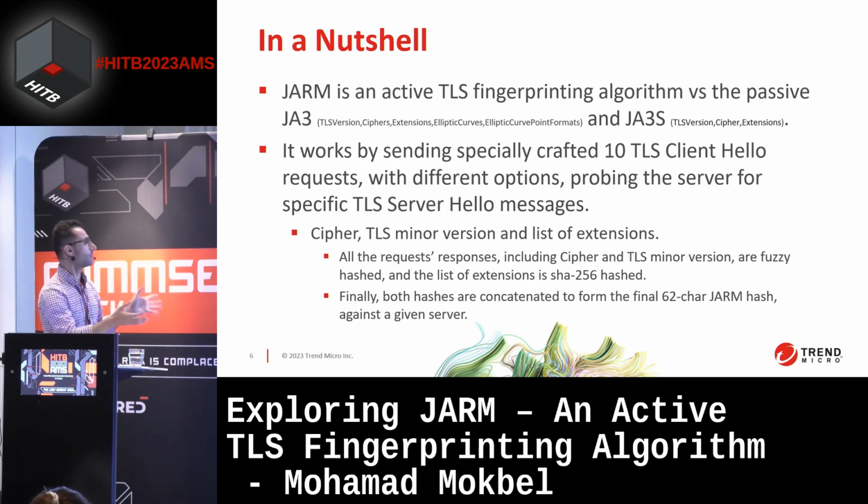And finally, you concatenate both the fuzzy hash for the cipher and TLS minor version and then the SHA-256 for the list of extensions. And that gives you, in a nutshell, the JARM 62-character fingerprint. This is at a very high level. Now we'll go into the details later.